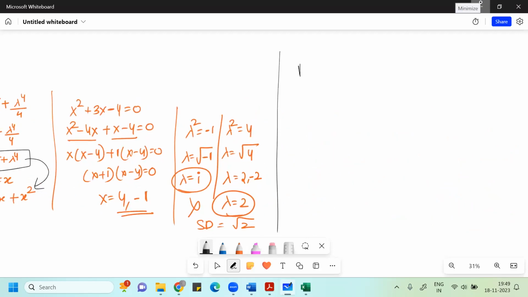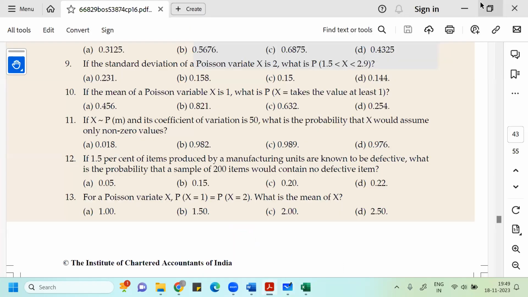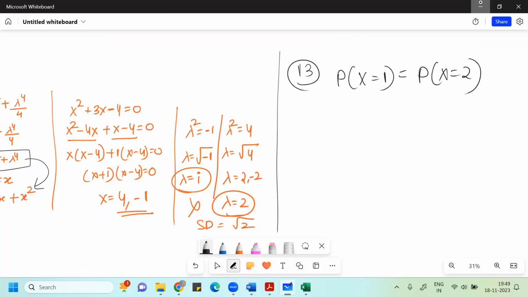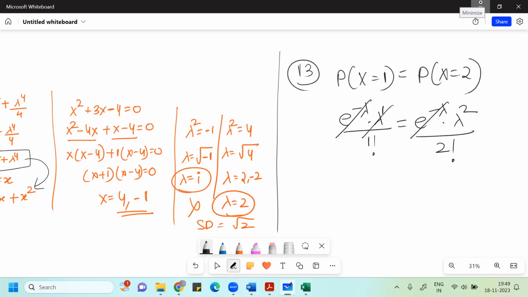If I see 13, P of X equal to 1 is equal to P of X equal to 2, right? If I'm not wrong. So they're asking you the mean. So e to the power minus lambda into lambda to the power 1 by 1 factorial equals e to the power minus lambda into lambda to the power 2 by 2 factorial. So this gets cancelled, lambda lambda. So lambda is equal to 2. 2 factorial is 2, right? Yeah, very good, Chandan.